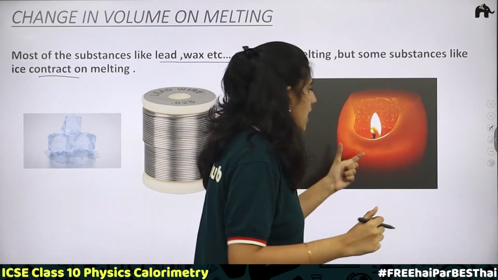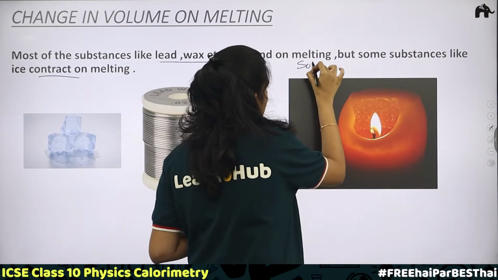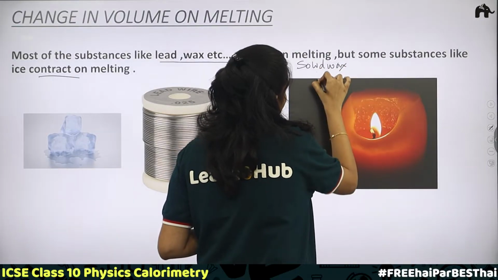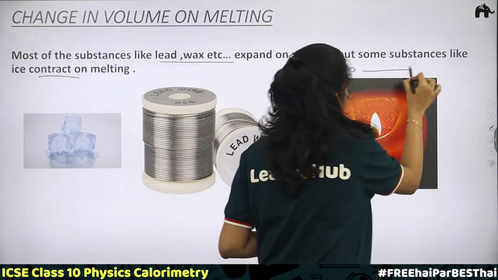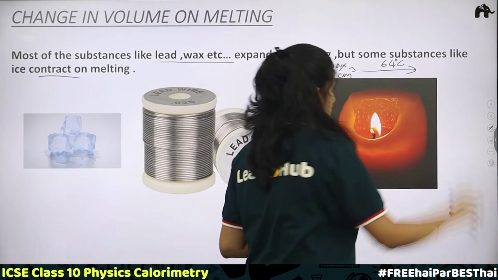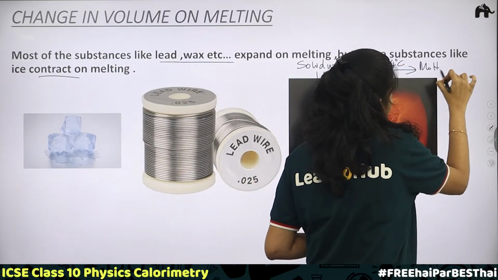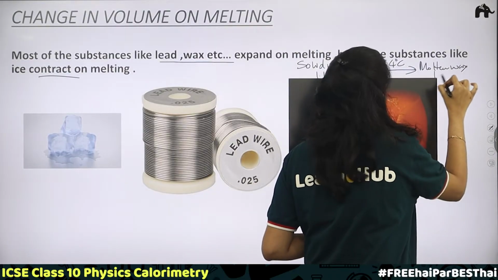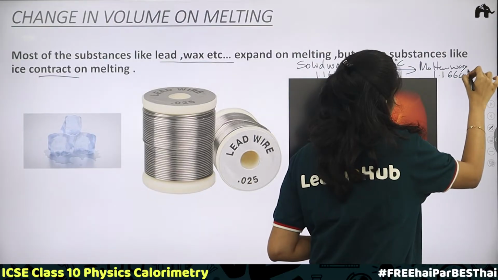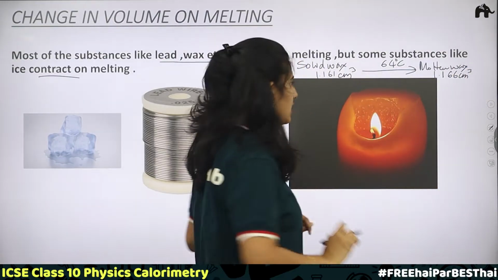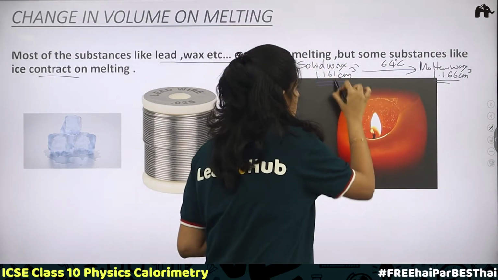Then when you take the case of wax, here again, when it melts, its volume will increase. For example, let's say you are taking solid wax. 1.161 centimeter cube of solid wax is taken at a temperature 64 degrees Celsius. Here melting happens and it forms molten wax. Now the volume will become 1.166 centimeter cube. So when you check these values, you will understand that the volume has increased. Centimeter cube is the unit of volume.